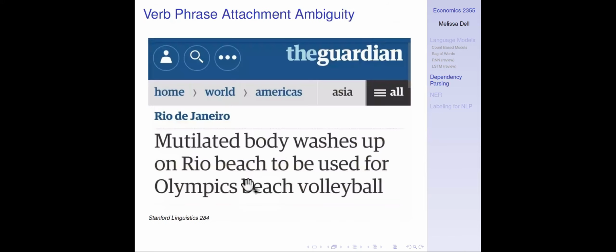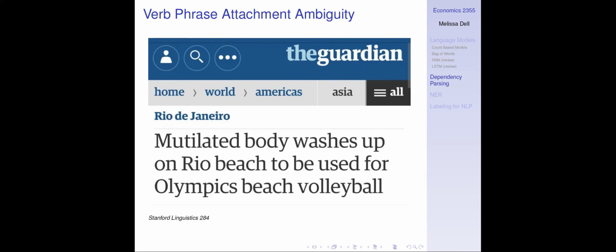Coordination scope ambiguity. This is an article about Trump: "Doctor: no heart, cognitive issues." And so is he saying no heart issues and no cognitive issues, or is he saying he has no heart and has cognitive issues, right? It's ambiguous. Verb phrase attachment ambiguity: "Mutilated body washes up on Rio Beach to be used for Olympic beach volleyball." And again, there's an ambiguity there.